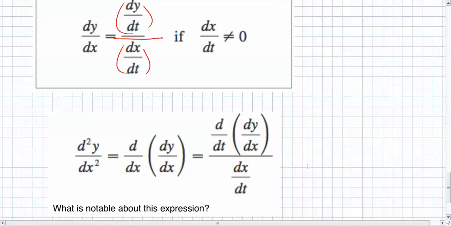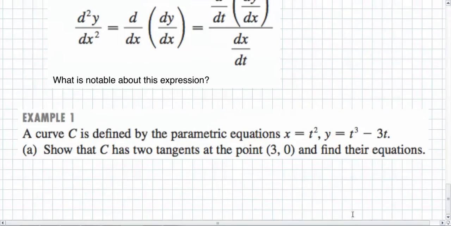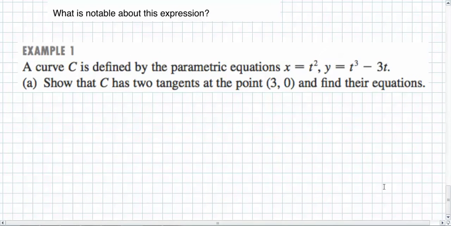So it's really important that we do that very, very carefully. You don't just do the derivative twice. You do the derivative with respect to t of dy/dx, and then you divide it by dx/dt. It's just really important that you notice it. Exactly. Well, we're going to do some more of them.